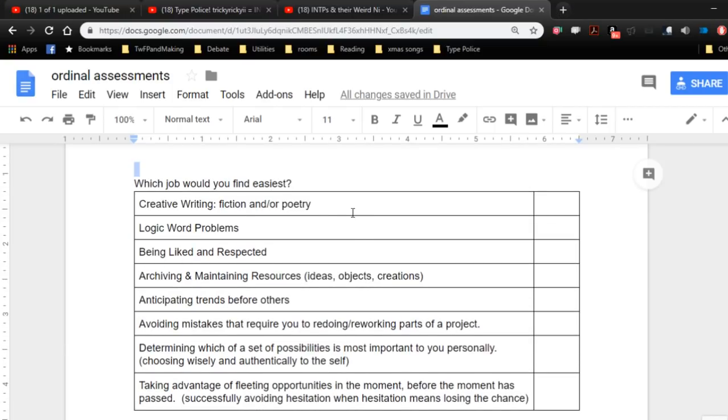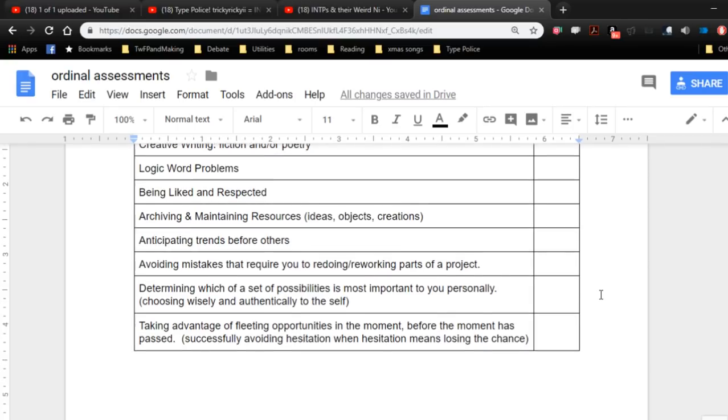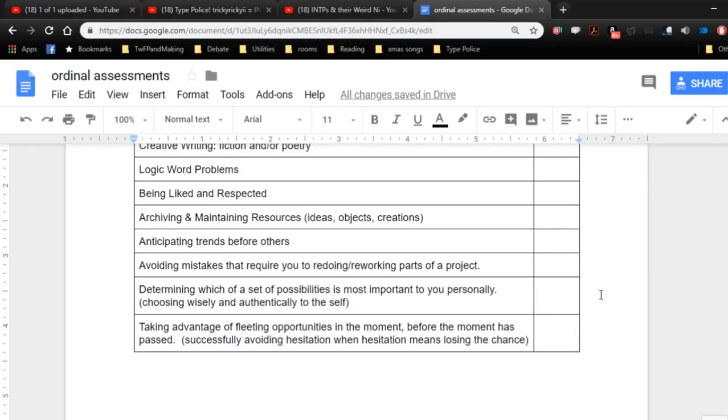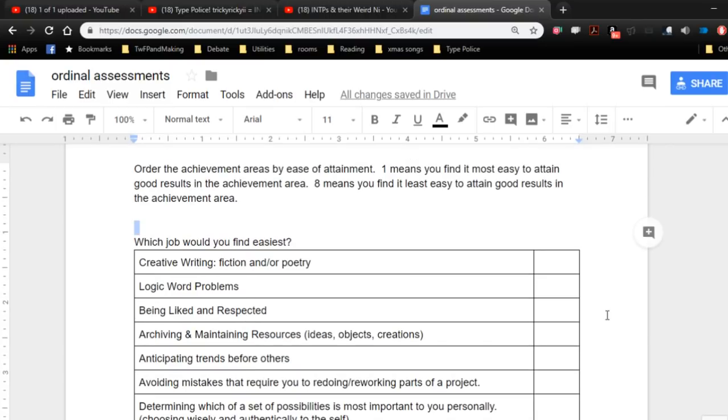Each of these are ordered in ENTP order. So this is NE, TI, FE, SI, NI, TE, FI, SE. Obviously, you don't necessarily want to indicate that on the test, but people will be able to tell, probably, if they know enough about functions.